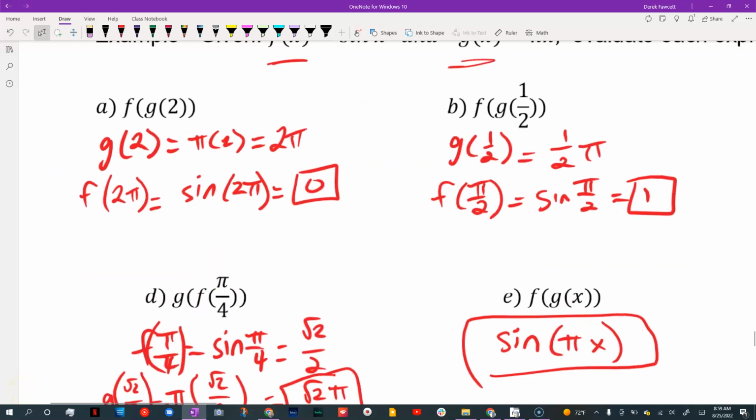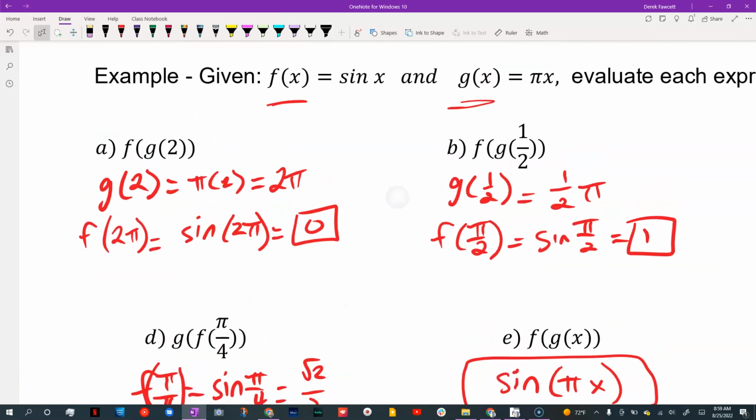See how you did here on the first one. You're figuring out what g of 2 is. So you're plugging 2 into your g function. That's where the pi times 2 comes from. And then I just wrote that as 2 pi. Then you're taking it and plugging it inside your f of x. So that's where this comes from. And then you would have sine of 2 pi, which is 0.